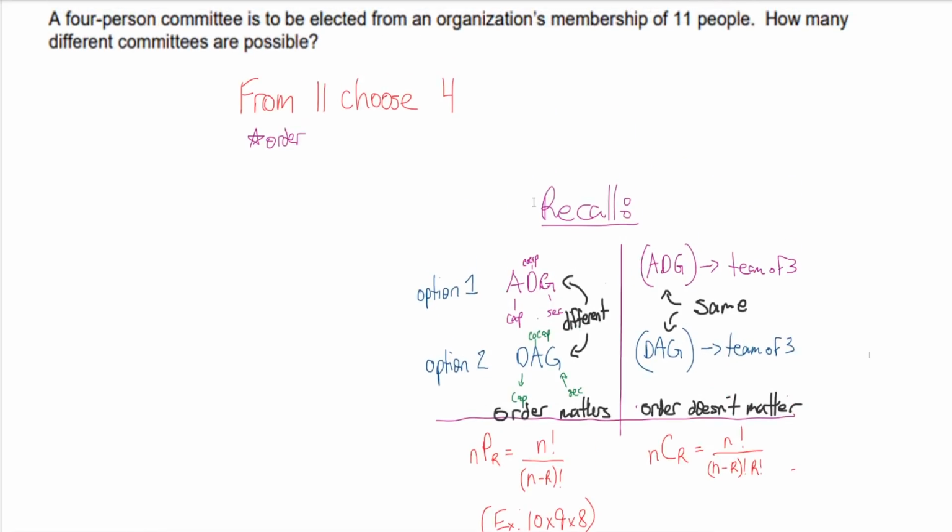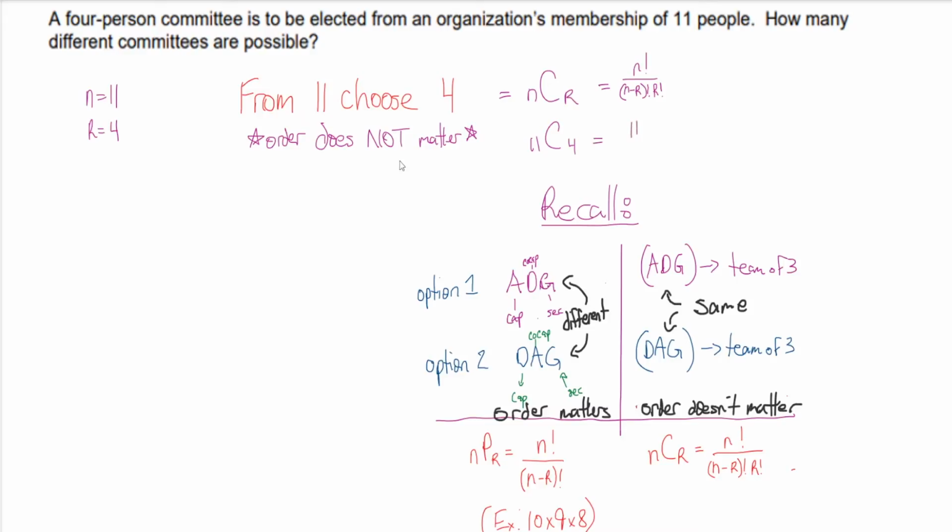So, okay, let's do it. From 11, choose 4, order does not matter, which means it is n choose r, or 11 choose 4, right? Which means our n value is 11, our r value is 4. This is n factorial over n minus r factorial times r factorial.